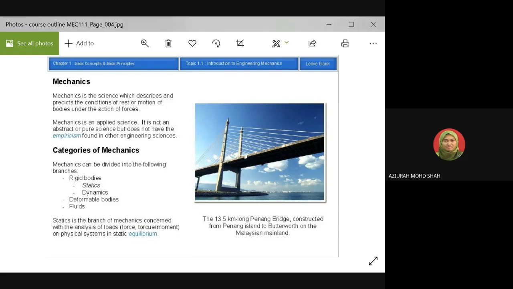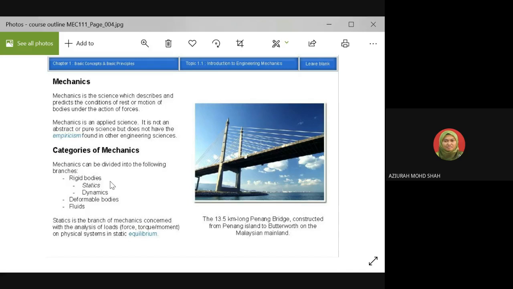Nak selesaikan dia. So we have 3 categories or 3 major topics in mechanics. First is rigid bodies. Okay, in rigid bodies we have statics.